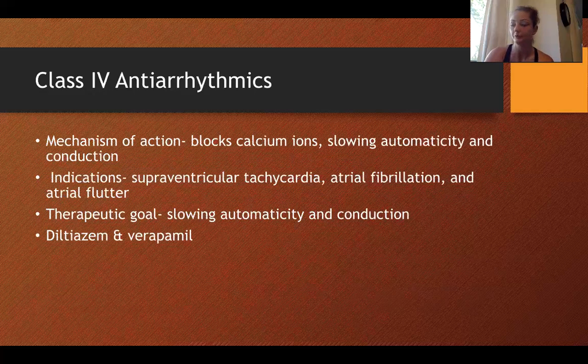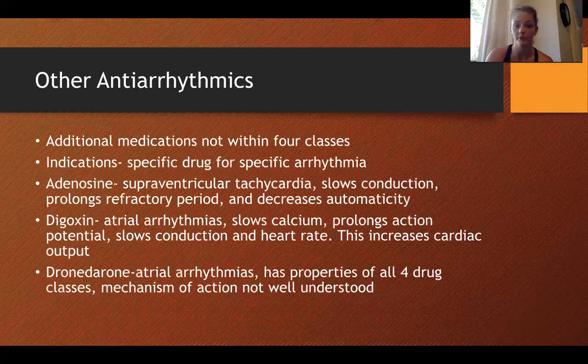Class 4 antiarrhythmics work by blocking the movement of calcium ions across the cell membrane, slowing automaticity and conduction of the impulse. These medications are indicated for supraventricular tachycardia, atrial fibrillation, and atrial flutter. The therapeutic goals of these medications are to slow automaticity and conduction of the impulse. Medications of this class are diltiazem and verapamil, which can also be used for hypertension as well.